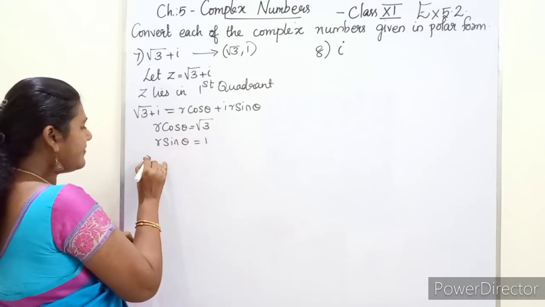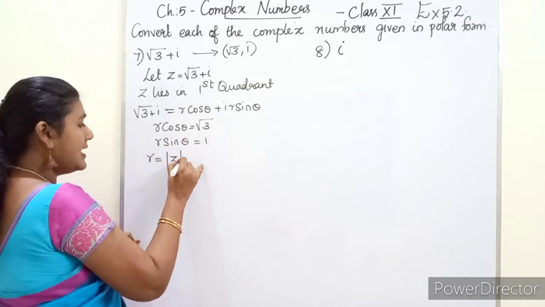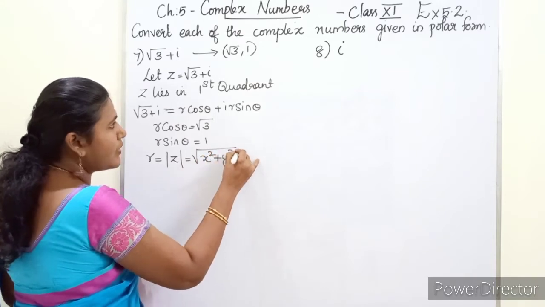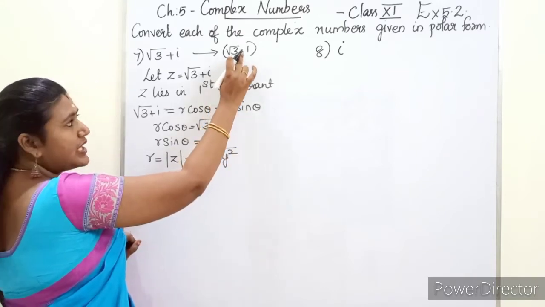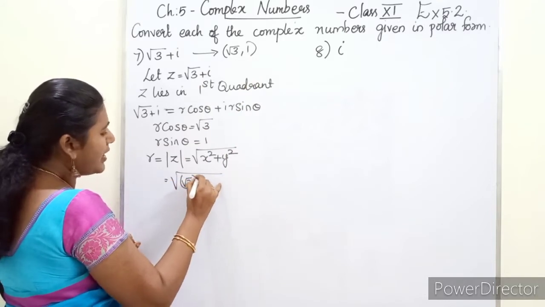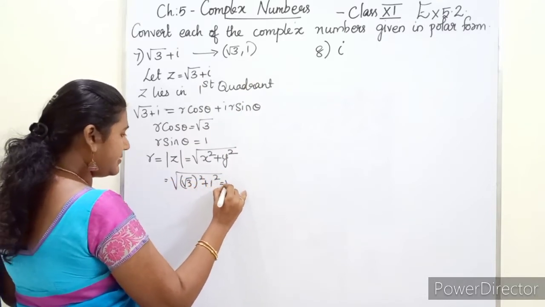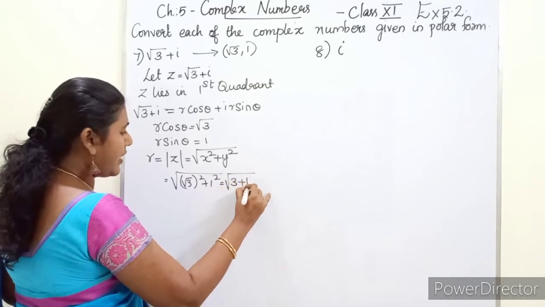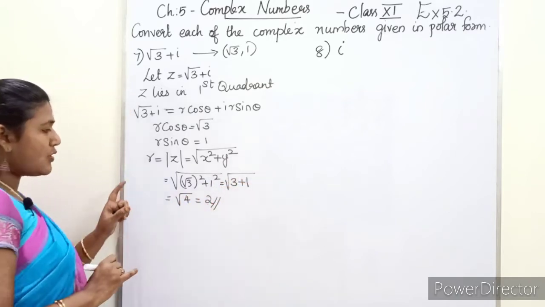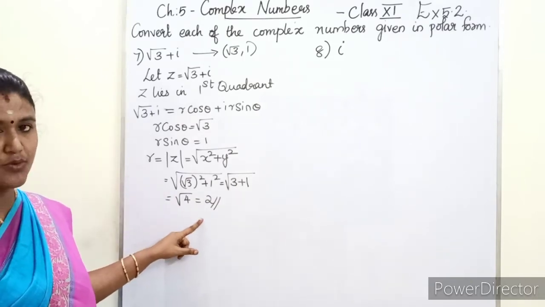First we will find out the value of r, that is mod z equal to root of x square plus y square. x is root 3 and y is 1. So root of root 3 the whole square plus 1 square, that is 3 plus 1, is equal to root 4, is equal to 2. So we got the value of r is equal to 2.